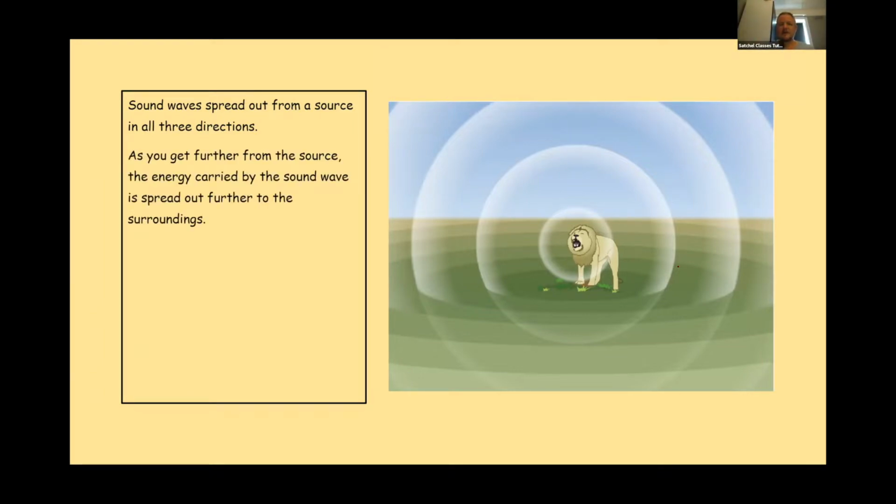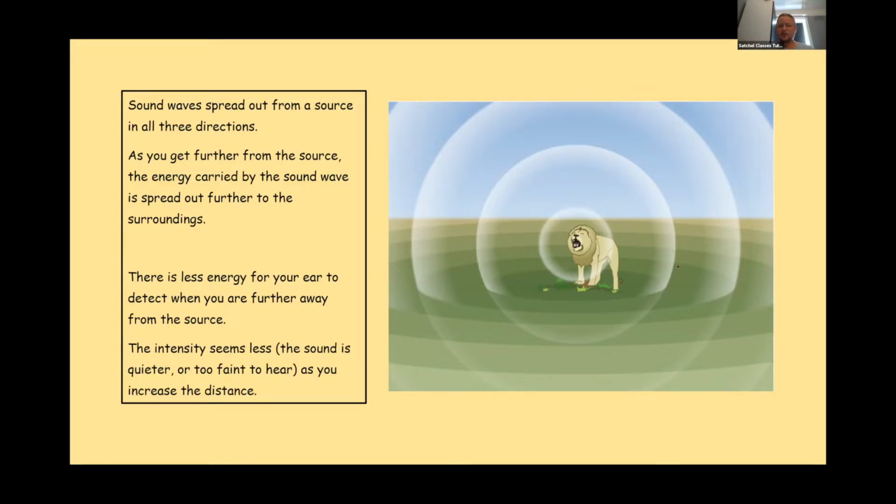This means that as you get further from the source, the energy carried by the sound wave is spread out further to the surroundings. Now that might sound a bit awkward, but it means there's less energy for your ear to detect when you're further away from the source of a sound, because it's not just coming at you, but it's spreading out in every direction. And this is why the intensity of a sound seems less, or the sound is quieter, or too faint in some cases to hear, as you increase the distance between you and the noise.